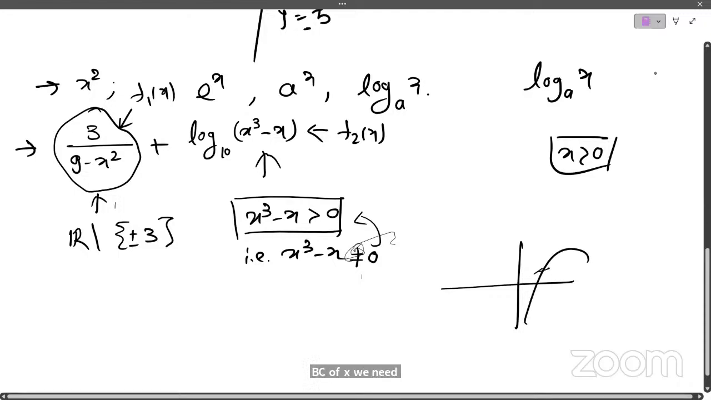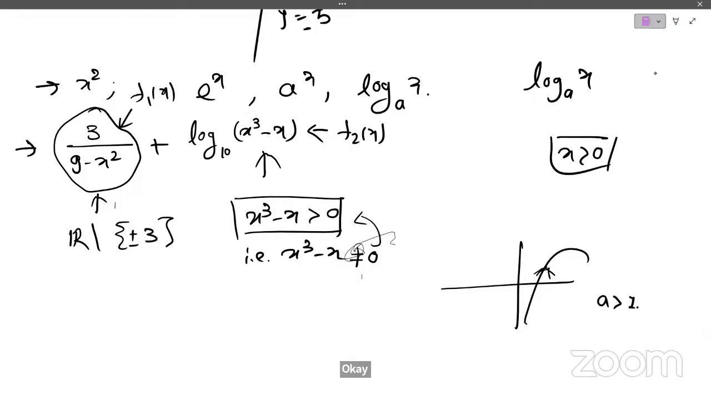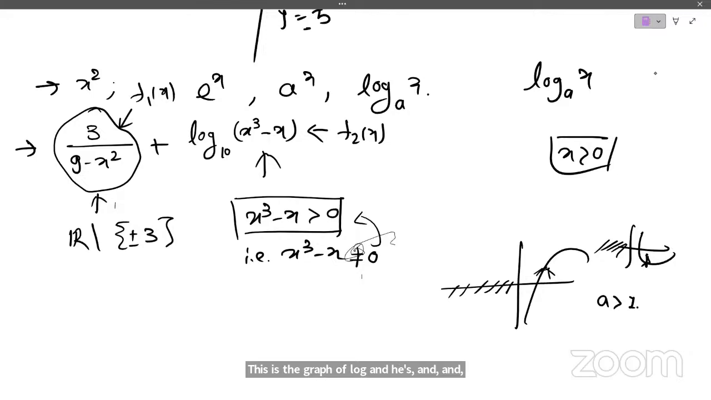You can remember the graph of log. This is the graph of log when a is strictly greater than 1, and this is the graph when a is less than 1. In either situation, we are not able to define log on the negative real axis. We cannot define log there, so you should also take this condition in mind. Till now we haven't discussed any question, I'm just asking what the concepts are.